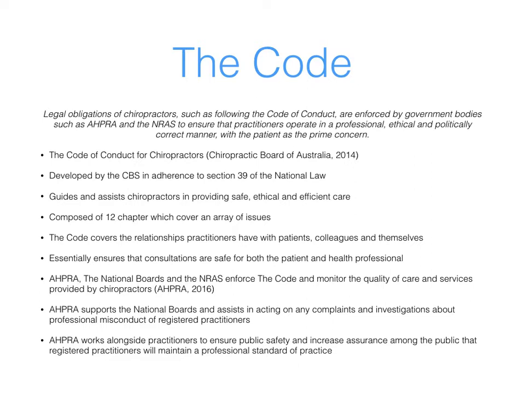The code essentially ensures that consultations with chiropractors are safe for both the patient and the health professional. For example, one very significant aspect of the code is Section 9.2, which relates to professional boundaries. This section outlines the requirement that chiropractor-patient relationships must not involve the personal opinions or emotions of the practitioner. The professional boundary between practitioners and patients is aimed at ensuring that clients are not exploited financially, physically, emotionally, or sexually.